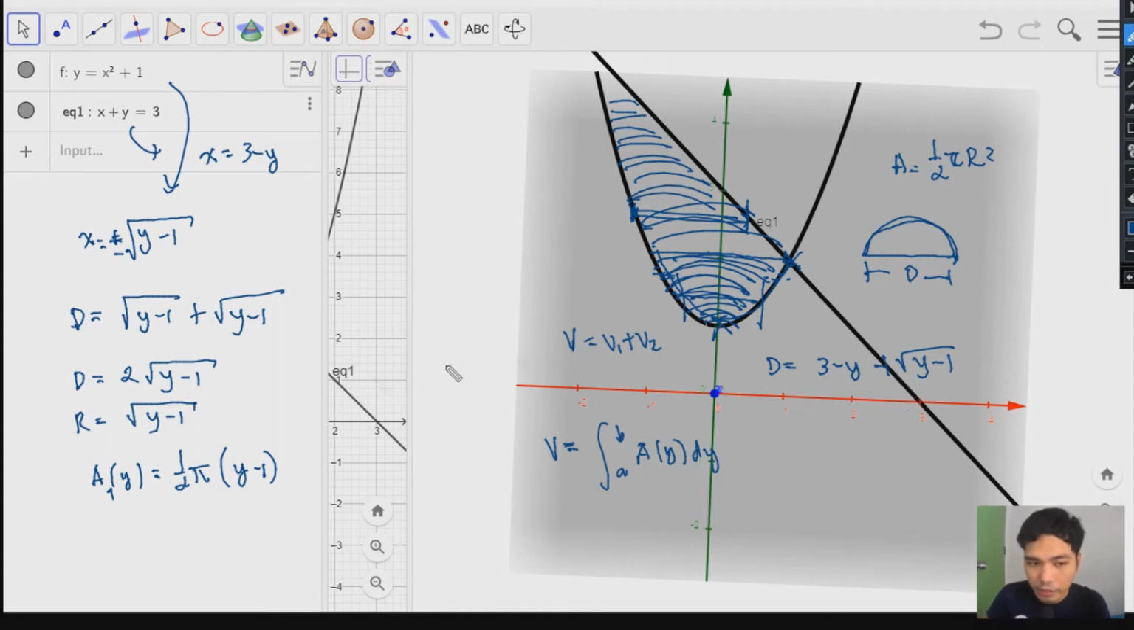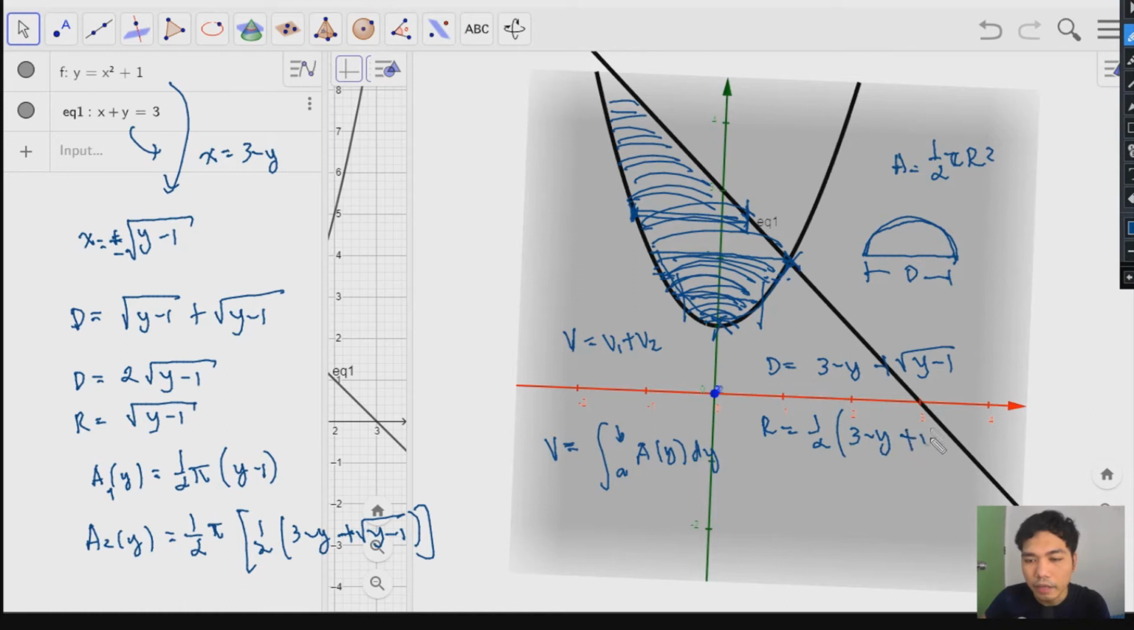Okay, and in this case, our area 2 of y is equal to, so this is diameter, we have to make sure that this is in terms of 1/2 of that, so that's 1/2 pi, and then times 1/2 of 3 minus y minus or plus square root of y minus 1. Okay? So, yung r nito would be 1/2 3 minus y plus square root of y minus 1. Okay, so hopefully nakasunod kayo dun sa ating area 1, area 2.